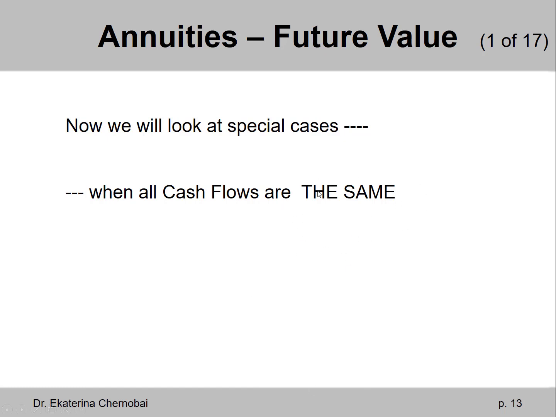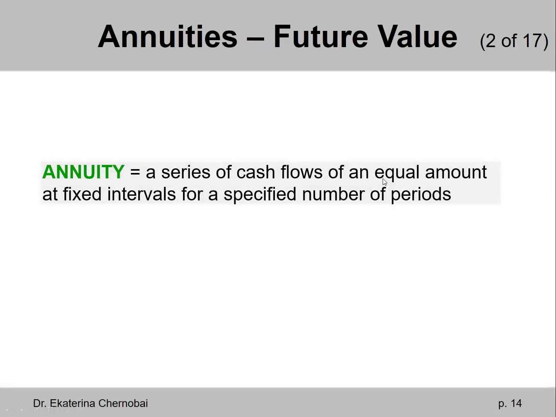All cash flows are the same dollar amounts. This is what is known as an annuity. It's defined as a series of cash flows of an equal amount at fixed intervals for a specified number of periods. So there are three things that go into this definition of the term annuity.